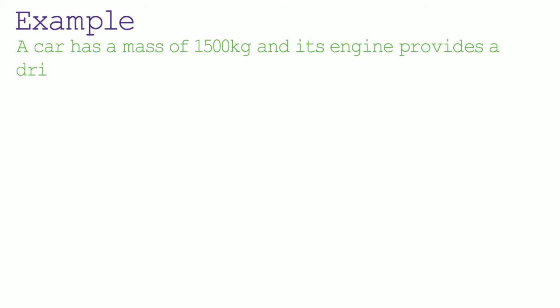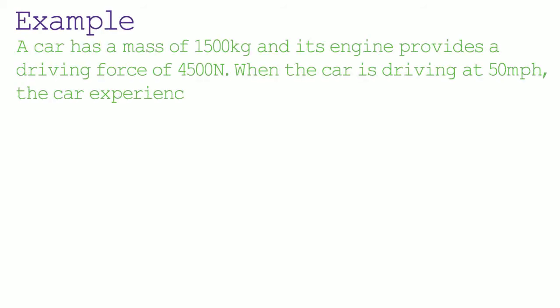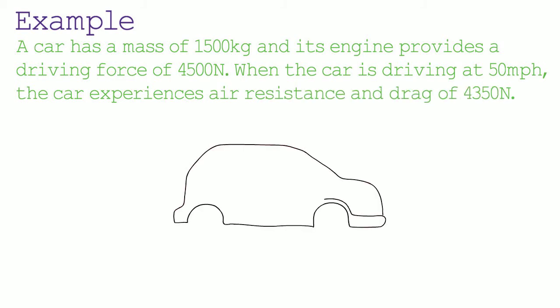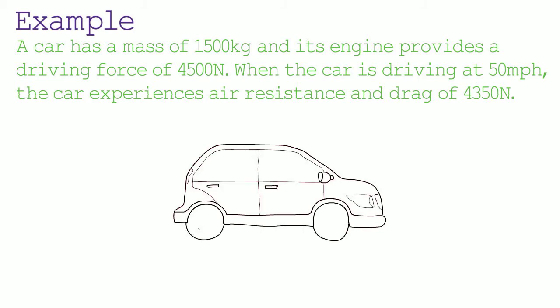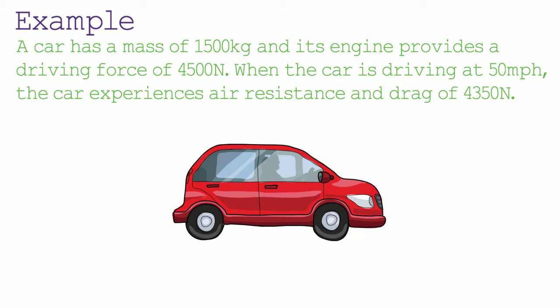So let's have an example. Suppose that a car has a mass of 1500 kilograms and the engine provides a driving force of 4,500 newtons. When the car is driving at 50 miles an hour, the car experiences air resistance and drag of 4,350 newtons. Work out the acceleration of the car when it is travelling at 50 miles per hour. The first step to answering this question is to work out the resultant force, and if you're feeling confident in working out the resultant force, pause the video now and have a go.